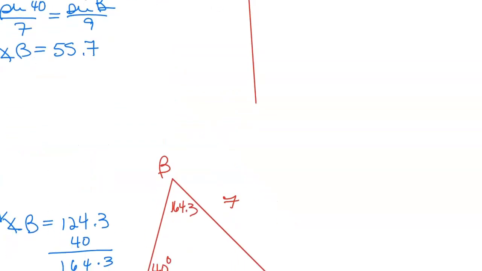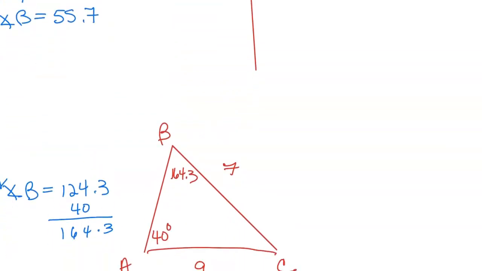wait, I wrote down the wrong answer. Okay, it's 124. Lost my head there. Okay, let me erase this. That angle was this. That is 124.3 degrees, and 180 minus 124.3 minus 40 gives me an angle of 15.7. It's small, but it still works. So I've solved for that angle and this angle.